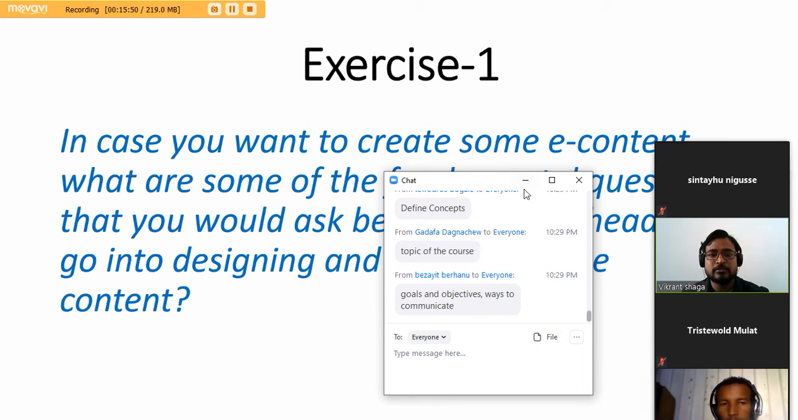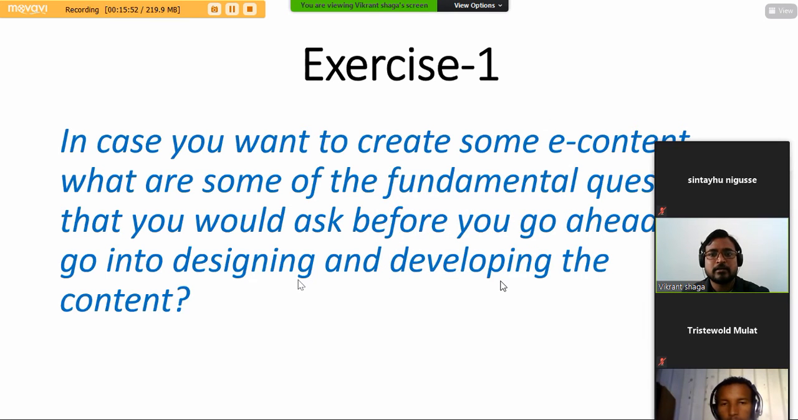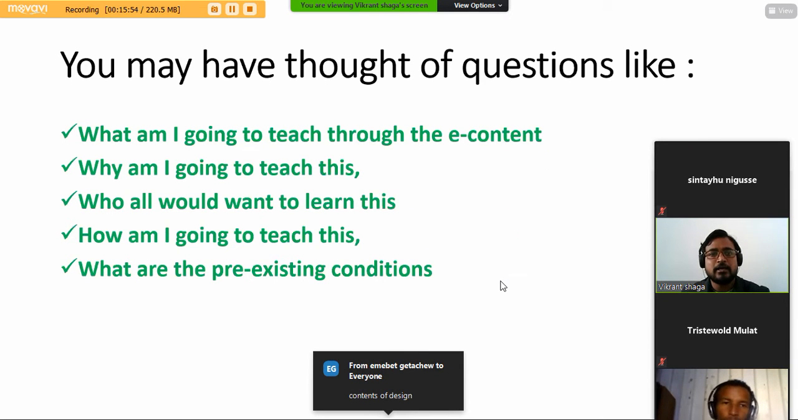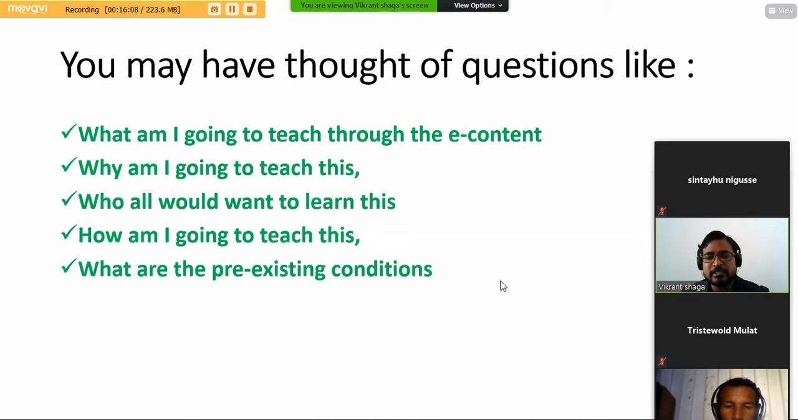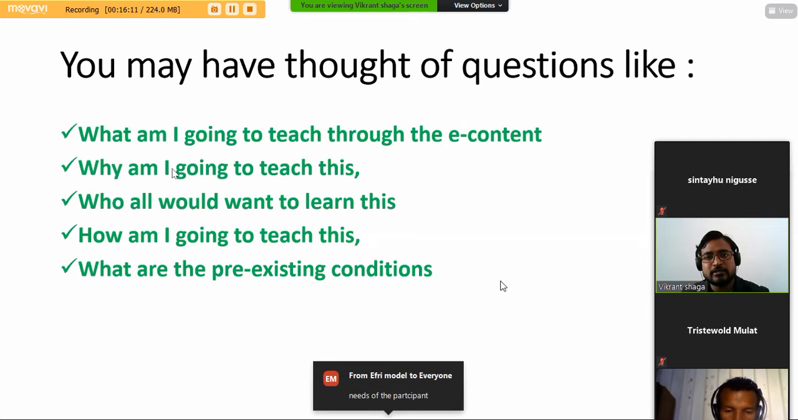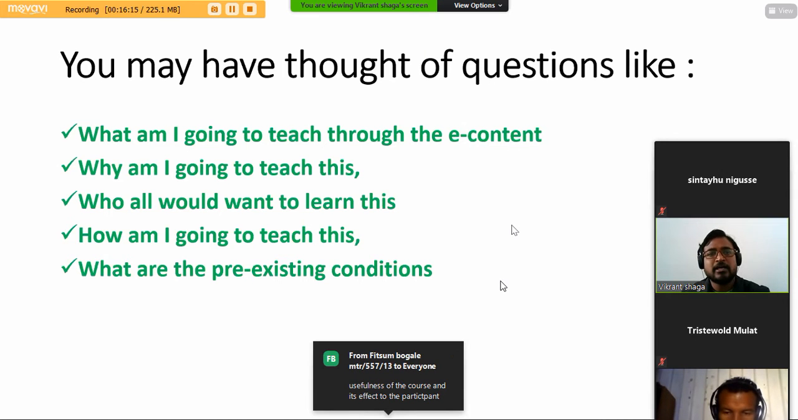So fundamental questions that you need to ask is, what am I going to teach through the e-content? This is one of the important questions. Why are you creating e-content for that subject, why for that course? Is it really important? Why am I going to teach this? That means you need to define the objective of that course.